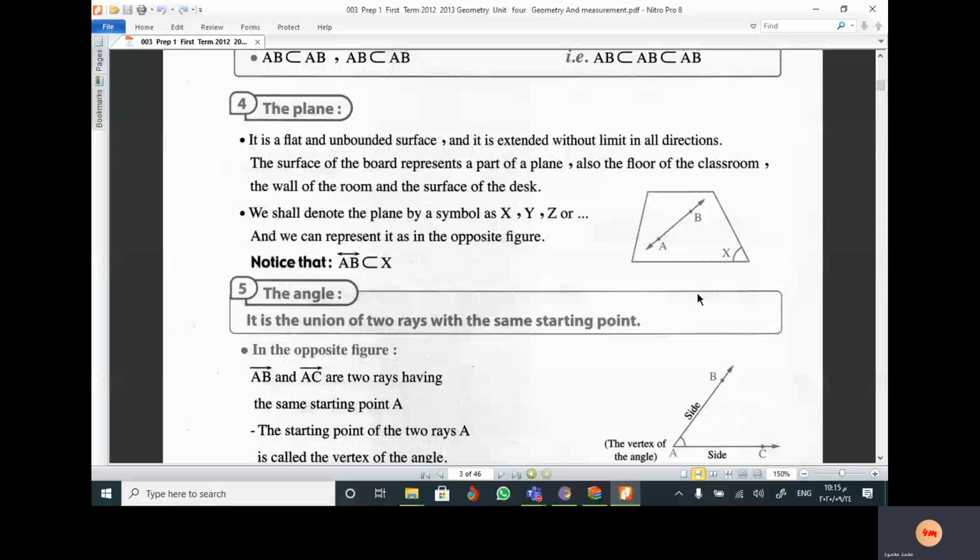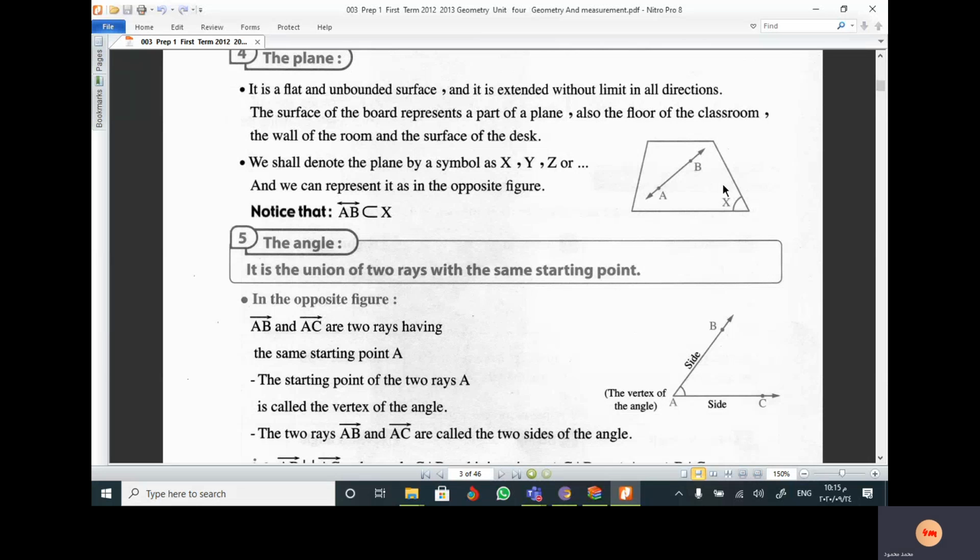So we can say the surface of the board represents a part of a plane. Also the floor of the classroom is part of a plane. The wall of the classroom or room is a surface of another plane. The straight line AB is a subset of the plane.